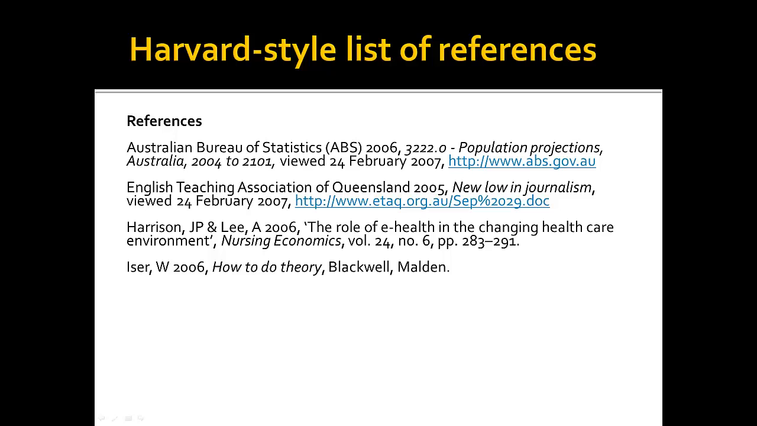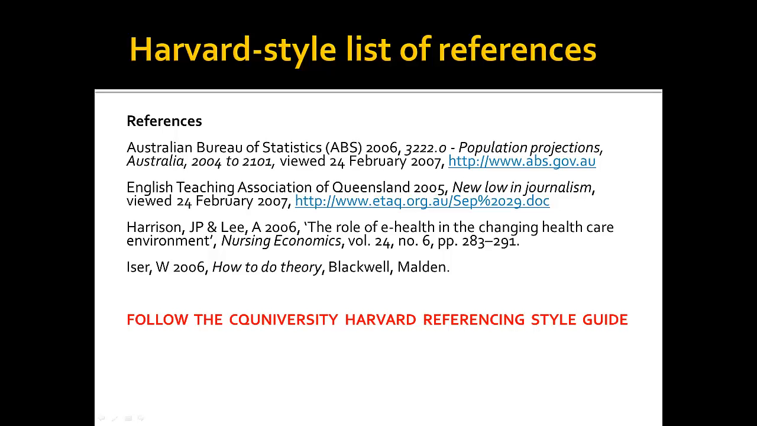Okay, so here's an example of what a reference list might look like. So the title References, and then we have the entries themselves. There are 4 entries here, and you can see that they're formatted in a particular way. Now, it's important that you follow the CQ University Harvard Referencing Style Guide because that's the style that we're using. You may see references written elsewhere in a particular way, but please don't follow that because they may do something slightly differently. Make sure you follow the Harvard Referencing Style Guide. It's very prescriptive in the way that you are required to set things out. If you follow that, you shouldn't go wrong.